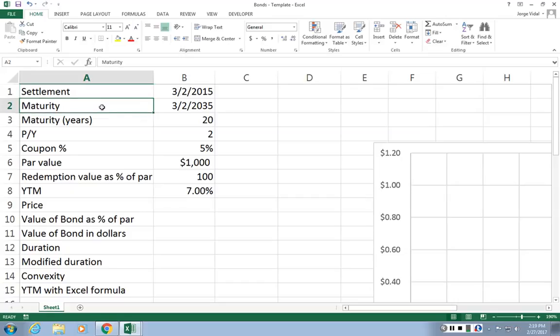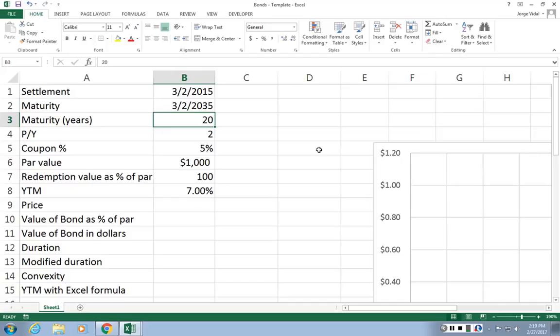And then we have maturity. Because of the dates that I used, 3/2/2015 and 3/2/2035, what is maturity for this bond? It will be 20 years. Let me show you how to do this in Excel because it'll come in handy later.